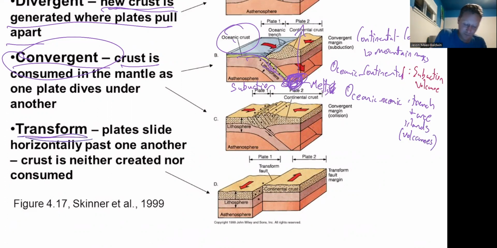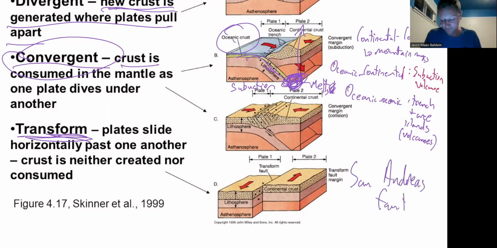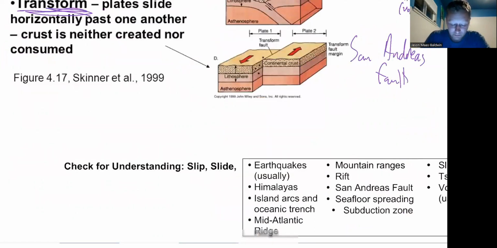And then there are transform boundaries, which is where two plates are just slipping past each other. That is like the North American and the Pacific plate right near us, the San Andreas Fault. That is what's happening right there. They're just slipping past each other, not going away or towards each other, just slipping past each other. All right, moving right along.